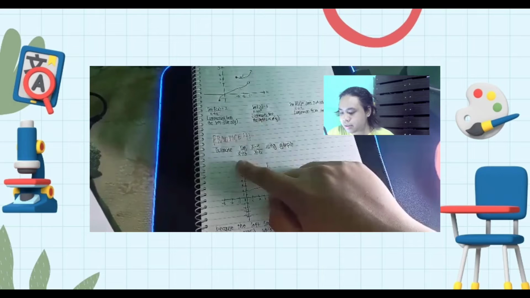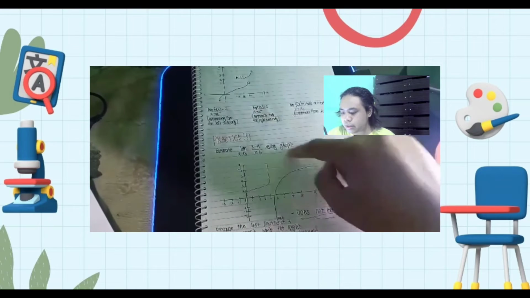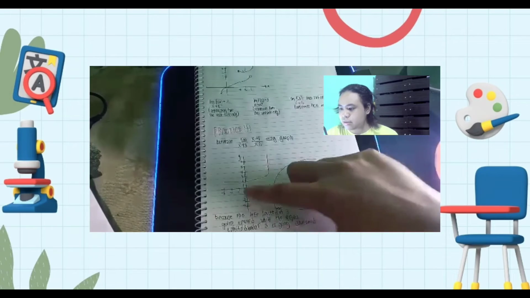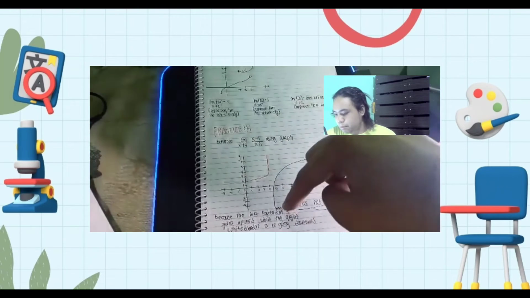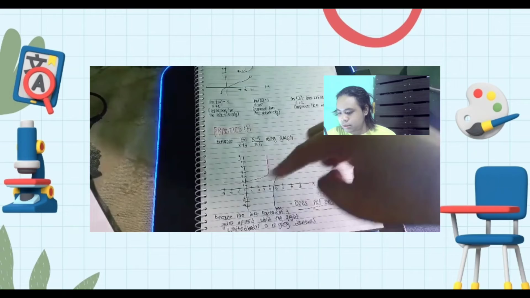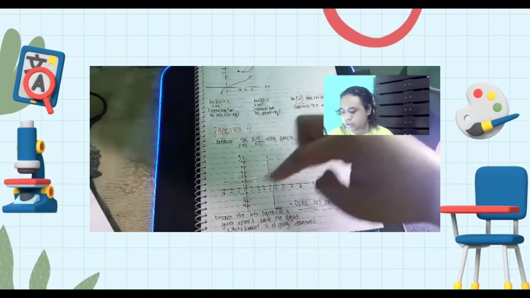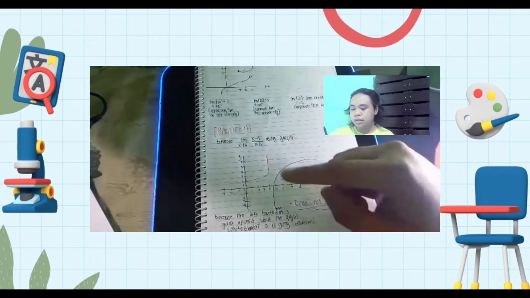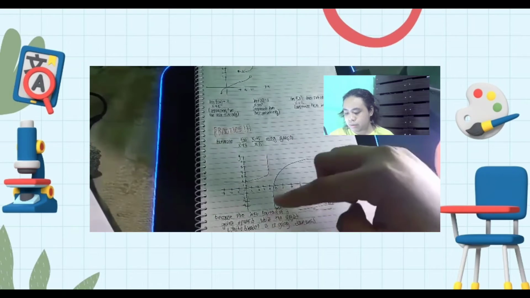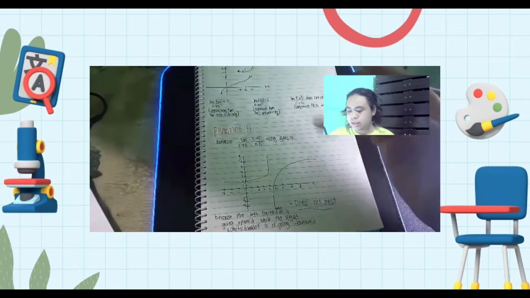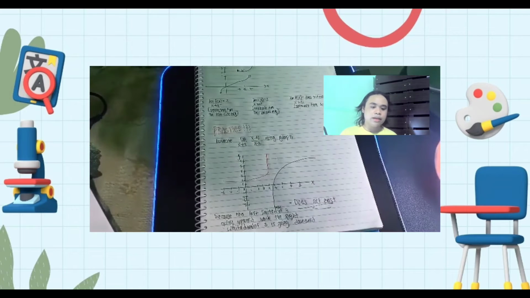Ang nakalagay dito is estimate the limit of f of x as x approaches 3 using a graph. So, kung makikita nyo dito sa red line, nag-approach siya papunta upward, while dito naman, pababa. And does not exist siya kasi wala siyang intersection dun sa dalawang graph. The reason yan is because the left-hand limit of 3 is going upward, while the right-hand limit of 3 is going downward. So, hindi sila nag-connect.